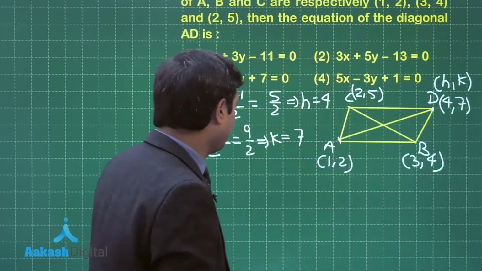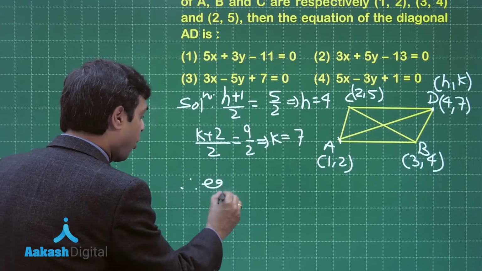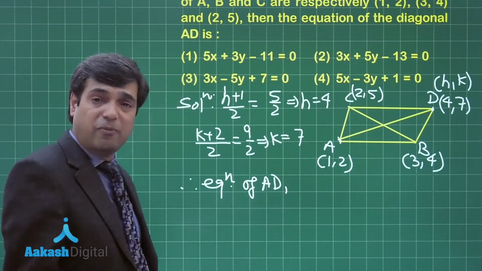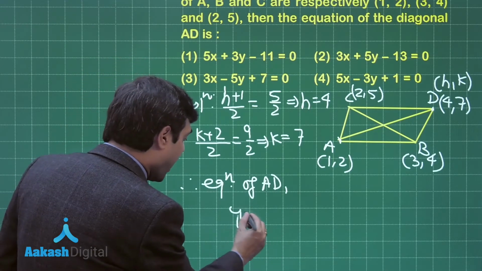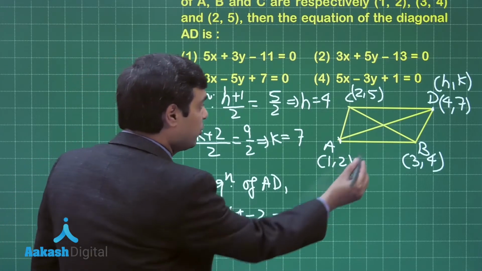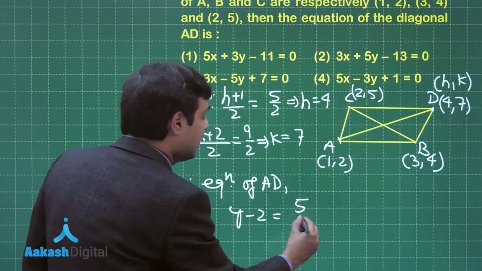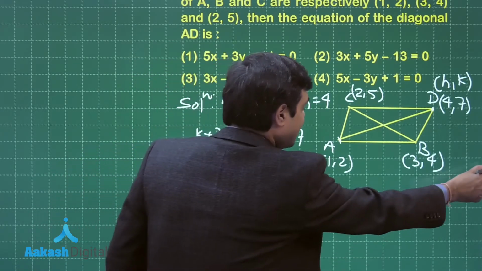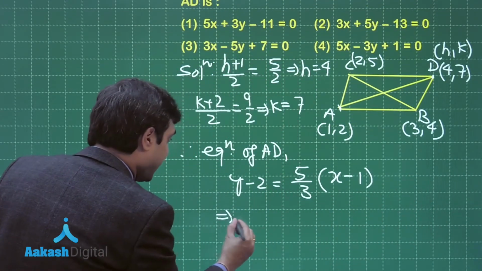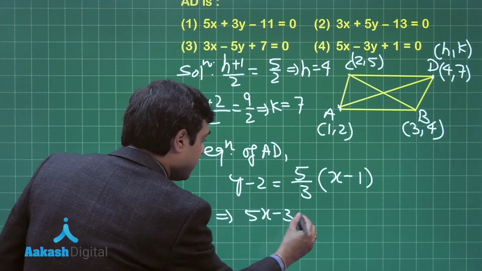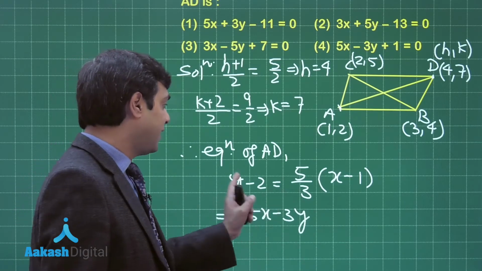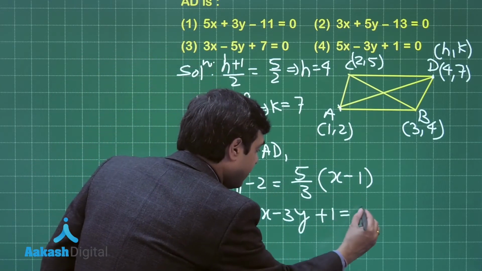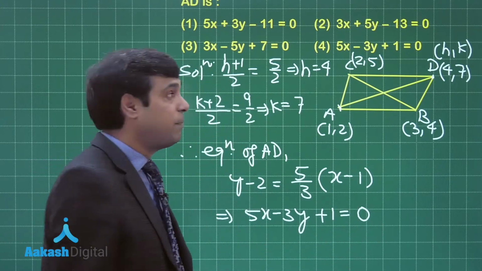Now, we have A and D both, therefore the equation of AD, simply using the two-point form of a line, gives you y minus 2 is equal to (7 minus 2)/(4 minus 1), that is 5/3, multiplied with (x minus 1). Just simplify to get the final equation as 5x minus 3y, with minus 6 moving to the side, so we have finally plus 1. 5x minus 3y plus 1.